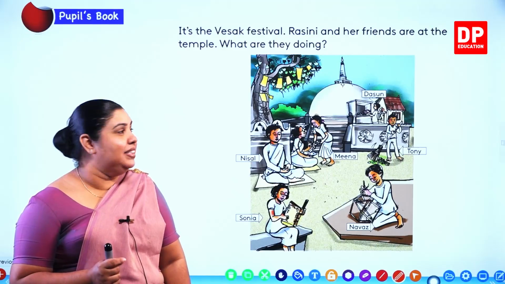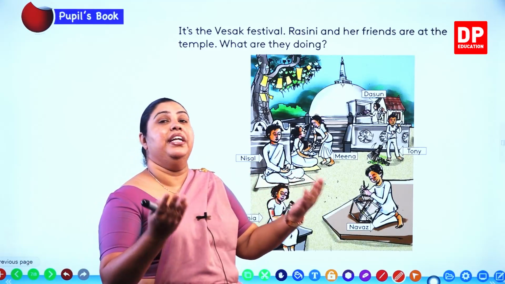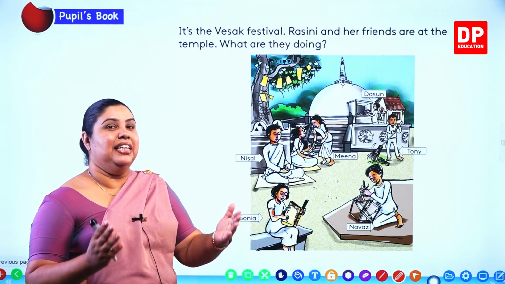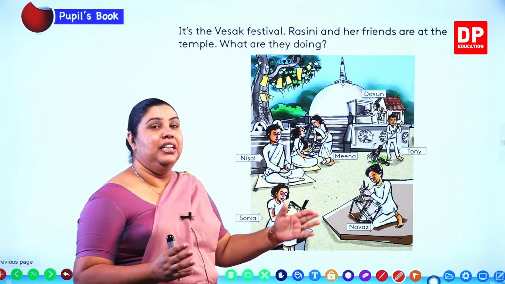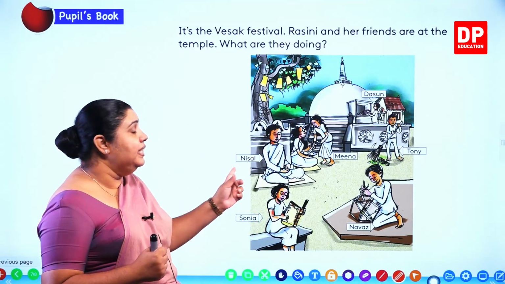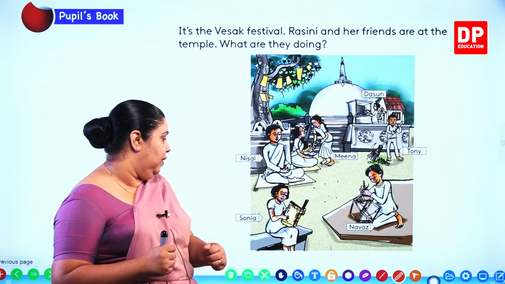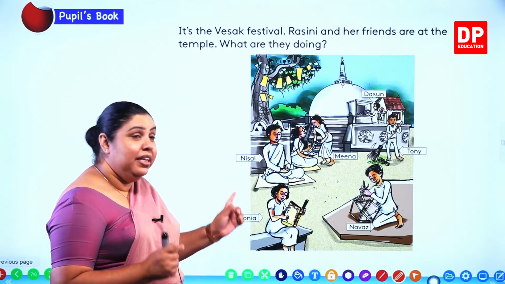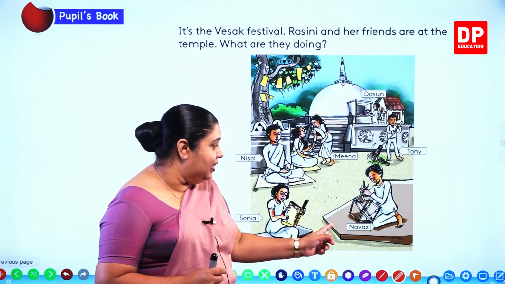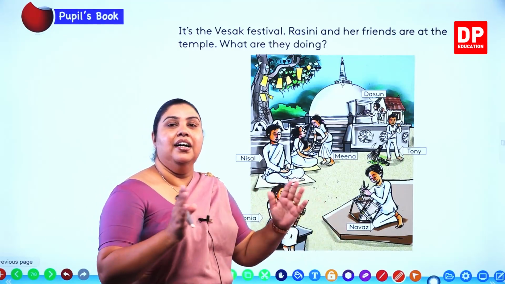So let's see what they are doing once again. Dasun is offering flowers. Tony is cleaning the garden. Meena is giving alms, or you can say even offering alms. Then Nisal is observing sil. Sonia is reading a book. Nawaz is making a Vesak lantern.